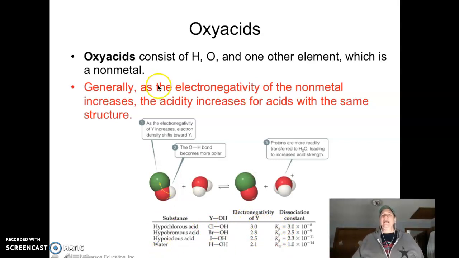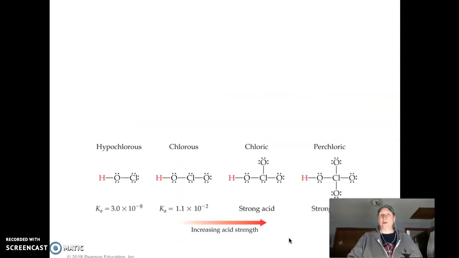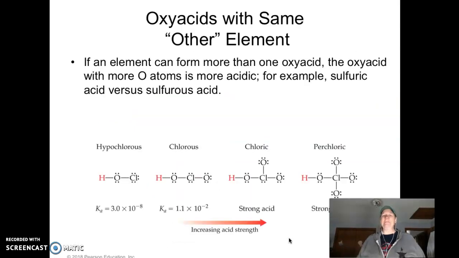So again, when we're looking at these numbers, how well do they break down into their ions? That's what they mean by dissociating. Okay, we got one more slide. All right. So if an element can form more than one oxyacid, the oxyacid with the more oxygen atoms is the more acidic.